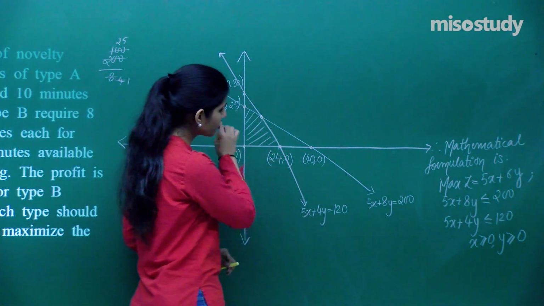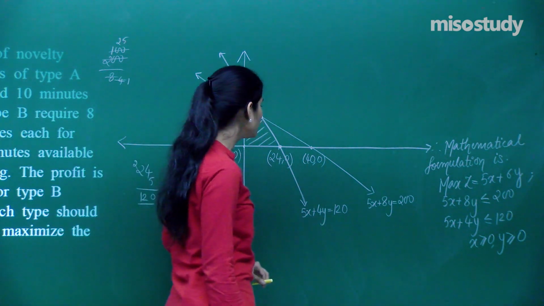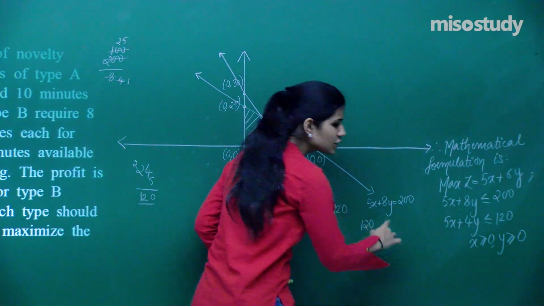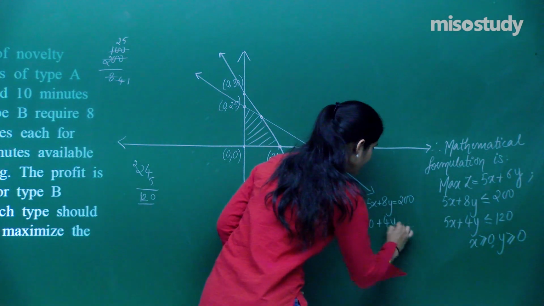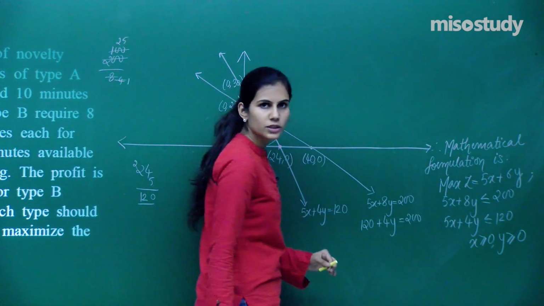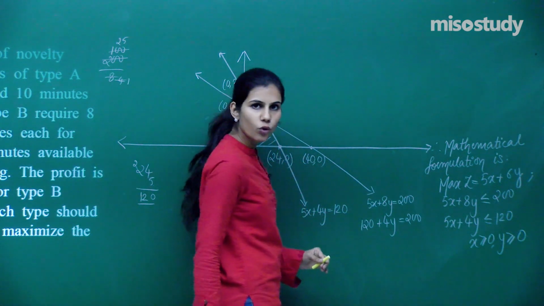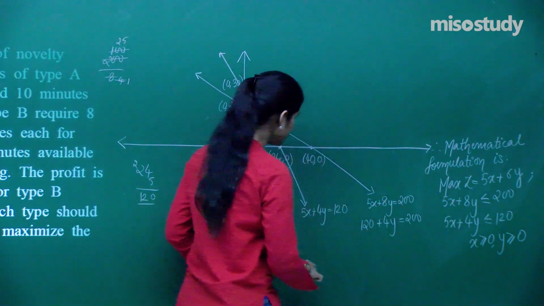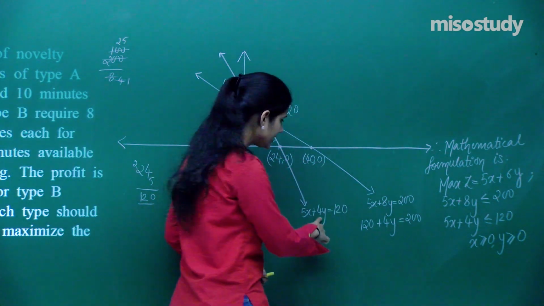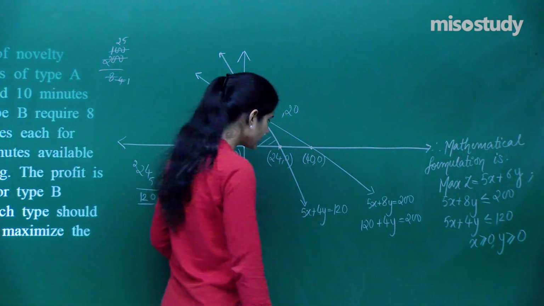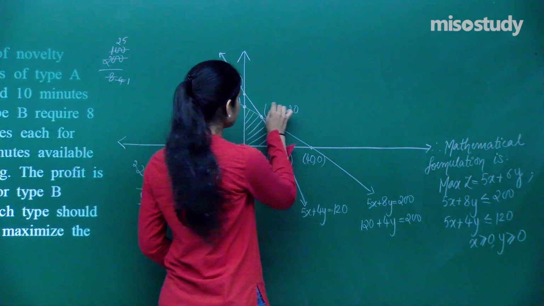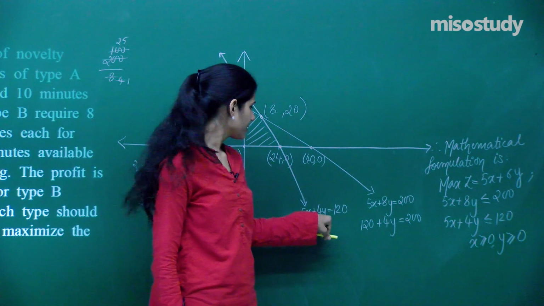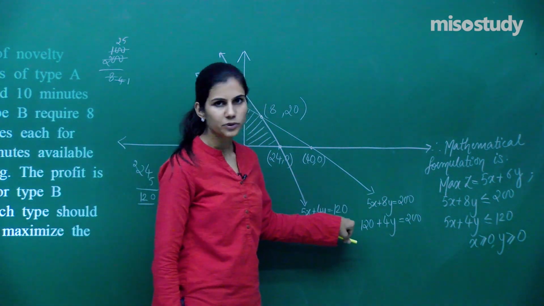What is this point? The intersection of these two lines. 5x plus 4y is equal to 120. So 5x is 120 minus 4y. Put it over here. 120 minus 4y plus 8y, this is plus 4y, equals 200. 200 minus 120 is 80. 80 upon 4 is 20. So y is going to be 20. If y is 20, 20 into 4 is 80. 120 minus 80 is 40 and 5 into 8 is 40, so x is 8.